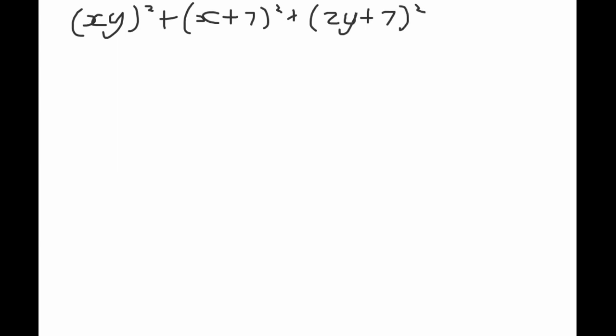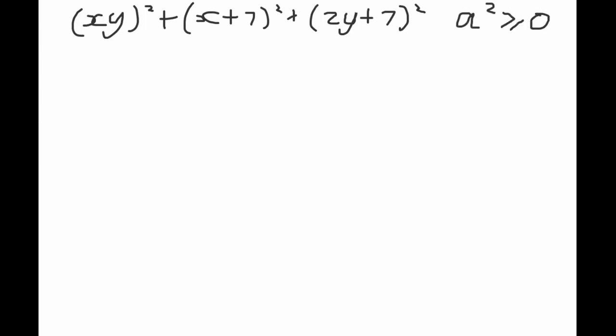Now, hopefully we all know that any square number cannot be negative. This is because positive times positive is positive, negative times negative is also positive. So all squares are non-negative. We could write that as a squared is greater than or equal to 0.